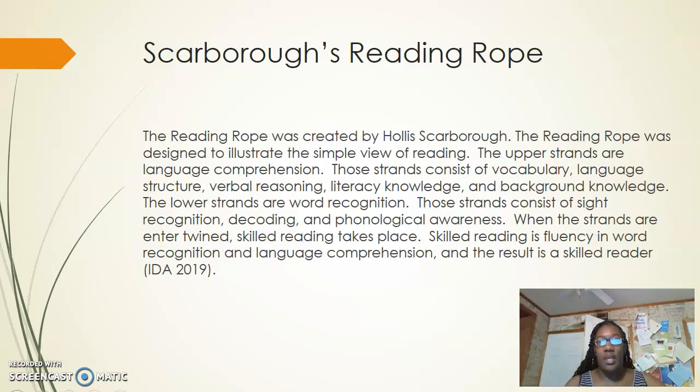The reading rope is designed with an upper strand and lower strand. The upper strands are vocabulary, language structure, verbal reasoning, literature knowledge, and background knowledge. The lower strands consist of sight recognition, decoding, and phonological awareness. This rope was constructed to give a visual view of the simple view and of the processes. It also shows all the components that a person needs in order to be a fluent reader.